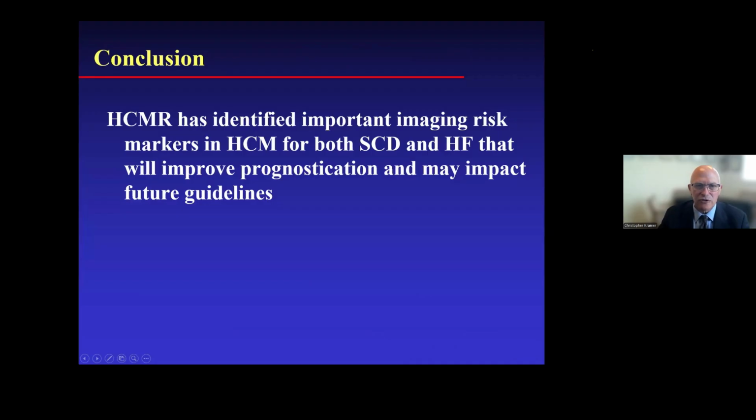So in conclusion, HCMR has identified important imaging and biomarker risk markers in HCM for both sudden cardiac death and heart failure that will improve prognostication, and we hope that these will impact future guidelines in terms of management of HCM. And with that, I'll end, and I'm happy to answer any questions that you may have.